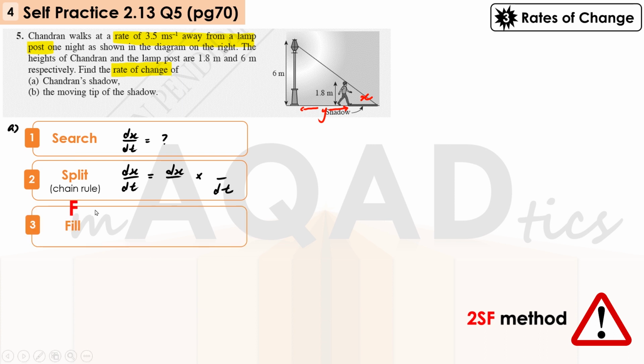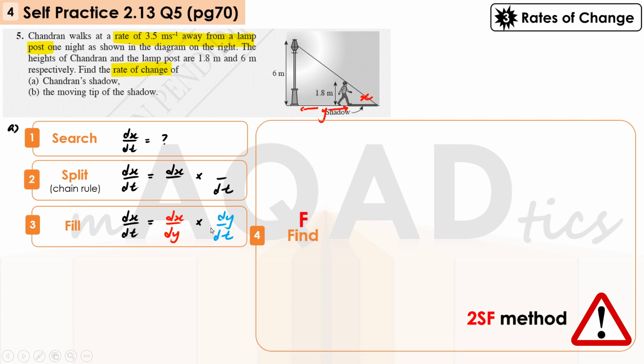Third step, or the first F, is fill in the blanks. So we need to find another quantity which is similar to x. Here the only quantity that we have is y, right? The distance from the lamppost to Chandran. So let's put dy in these blank spaces. Then the last step is to find. So what we need to find is the values of these two quantities.